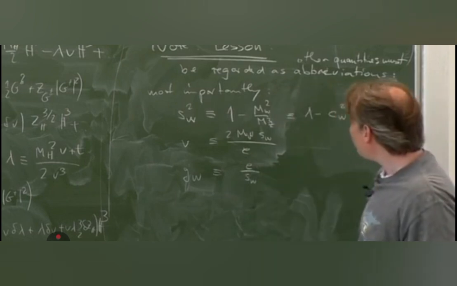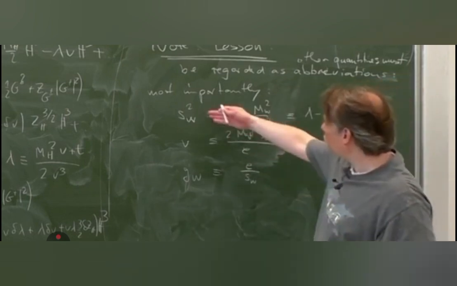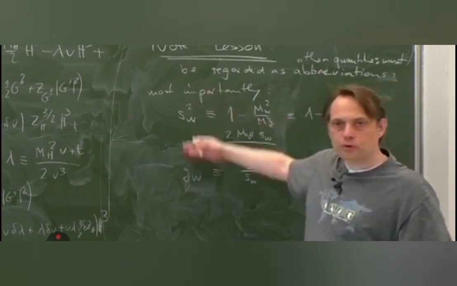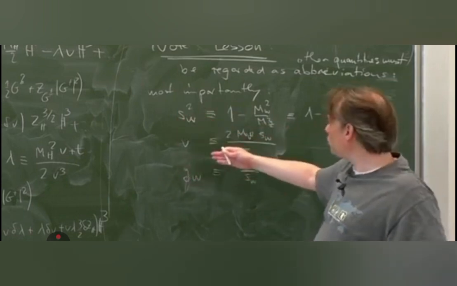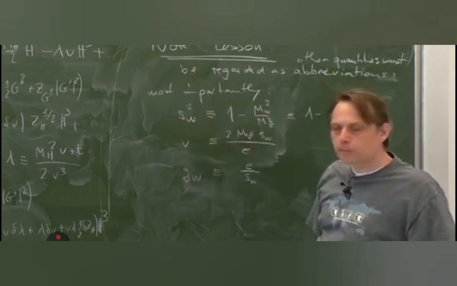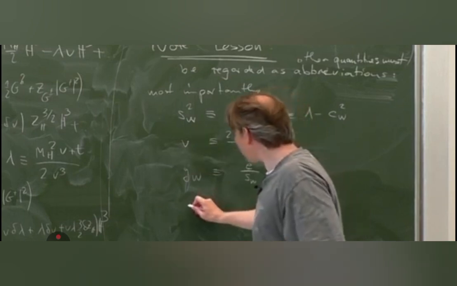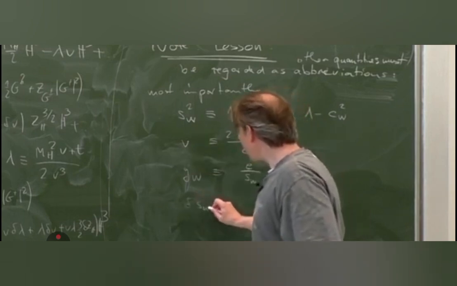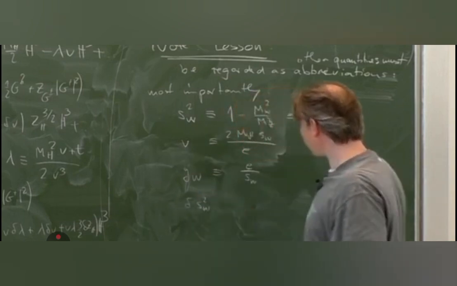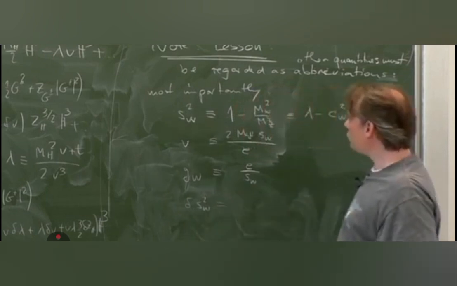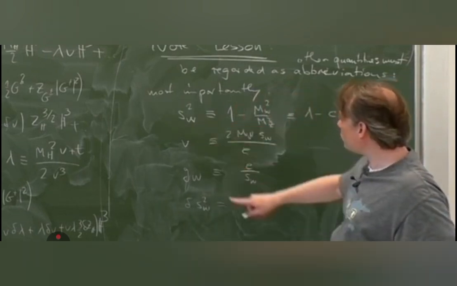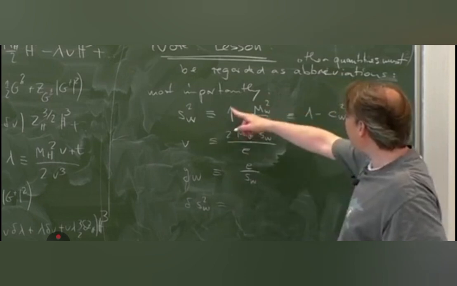And so then, of course, it is allowed to write your Lagrangian in terms of those expressions, but they should be viewed as abbreviations for this. And now what happens if you do a renormalization transformation? So for example, delta SW square. What is now the renormalization transformation of SW? It is, of course, the delta variation of this object.